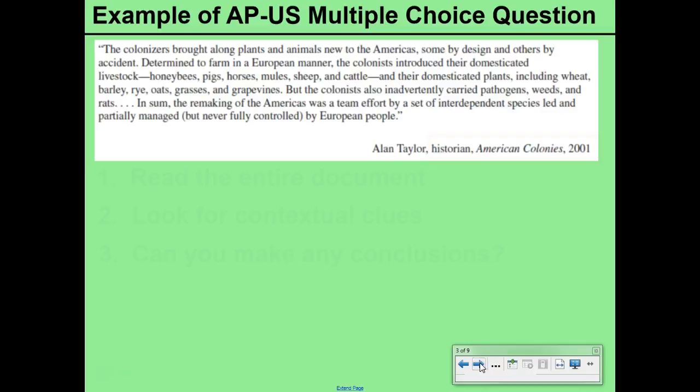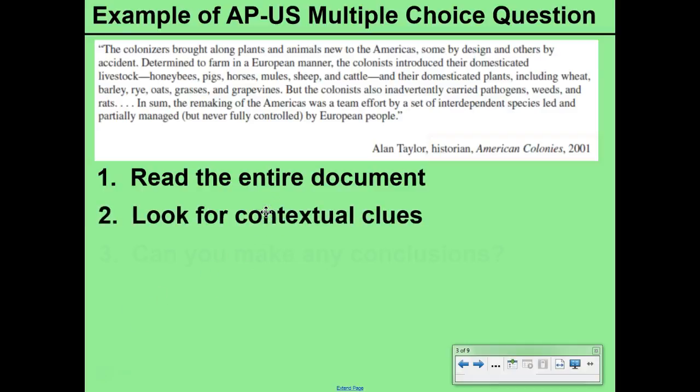So here's the first one. Just take a moment and read it over. That's the first thing you need to do. Read the entire document. Do your best to read it and read it well. The next thing you want to do after you've read it, I'm hoping that you just paused it and that you read through this, is start to look for any type of contextual clues or clues that they give you right in the document.